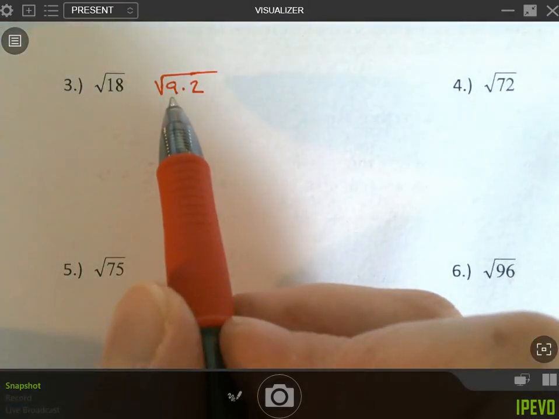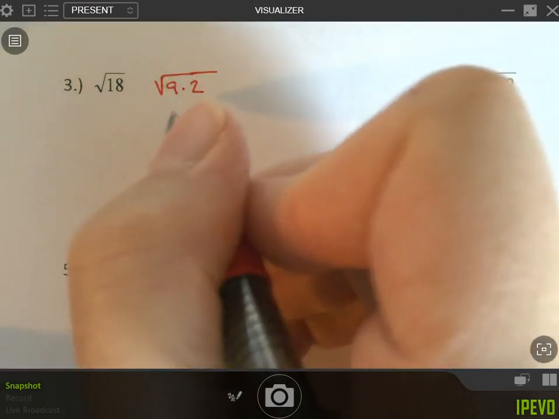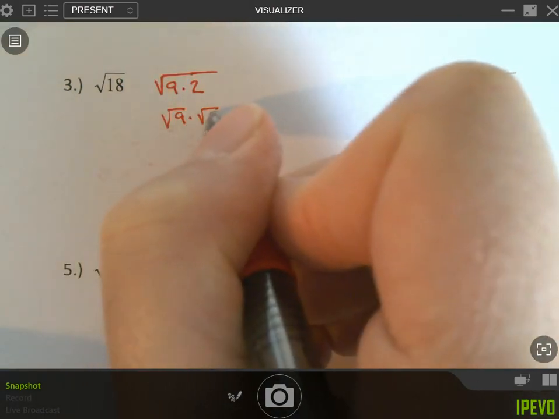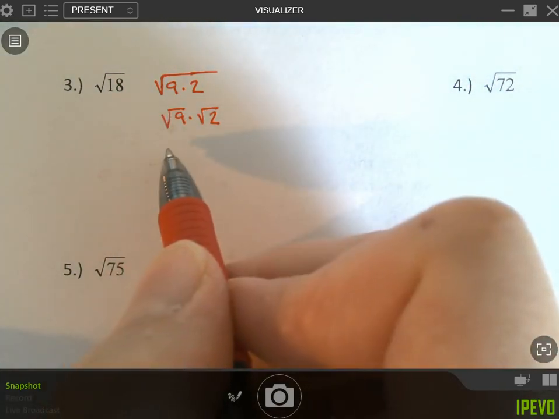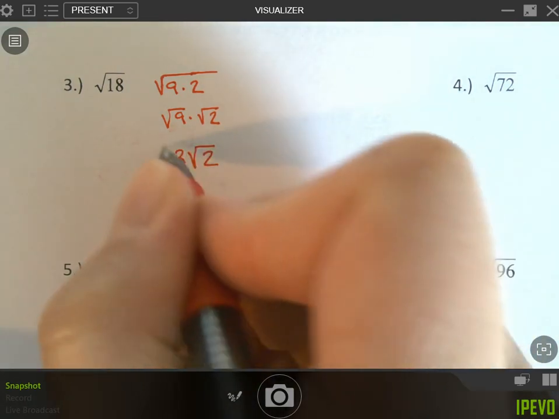The reason I put my perfect square first is a lot of kids flip things. So if I put my perfect square first, I focus on it. So square root of 9 times square root of 2. What is the square root of 9? 3. So it's 3 times the square root of 2, or 3 square root of 2.